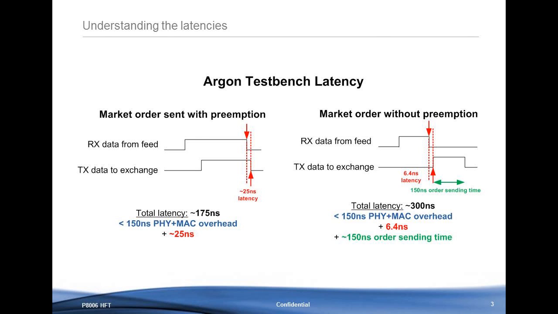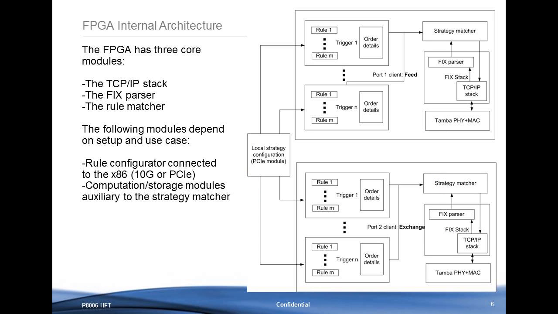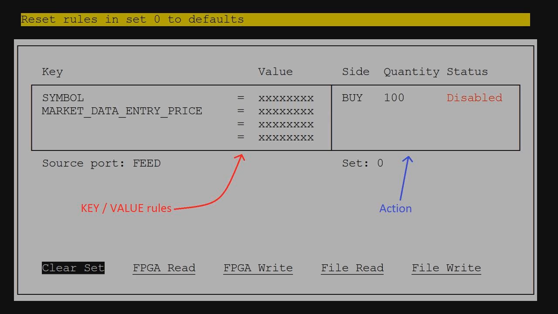The incoming market data feed uses the FIX protocol, which is a series of key value pairs, e.g. price equals 1000, quantity equals 100. A real trading system may have multiple market feed ports, so for each port we define a set of trigger events, each with an associated action. Each trigger event is a set of key value rules, all of which are compared against the incoming market data by the strategy matcher, and must all be true for the order to be completed.